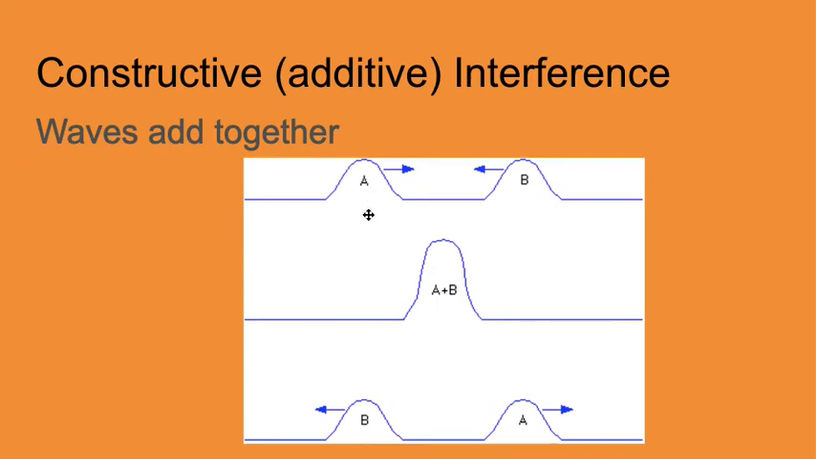So here we have wave A and wave B. They're traveling in opposite directions. As they come together, once they are in the same spot, you can see here that the wave actually gets bigger. And then the waves continue through and go back to their original size. This is called, remember, constructive interference.